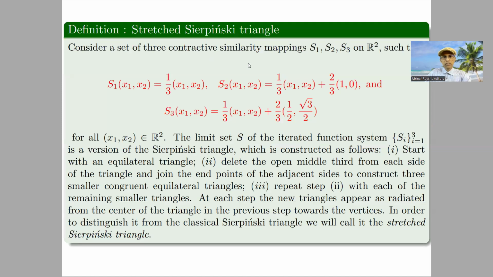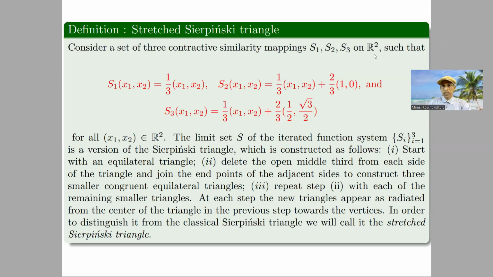Consider a set of three contractive similarity mappings, S1, S2, and S3 on R², given as follows. S1(x1, x2) = 1/3 (x1, x2), S2(x1, x2) = 1/3 (x1, x2) + 2/3 (1, 0), and S3(x1, x2) = 1/3 (x1, x2) + 2/3 (1/2, √3/2), for all (x1, x2) in R².